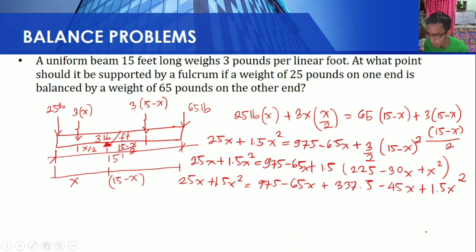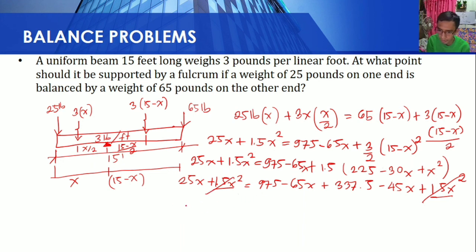So, kunin natin yung value ng x natin. Kung mapapansin nyo, merong 1.5x squared dito. And meron ding 1.5x squared din dito. So, magka-cancel na lang yan. Kasi once na nilipat natin to, 1.5x squared sa kabila, magiging negative. So, magka-cancel na lang to. Cancel. So, matitira na lang.